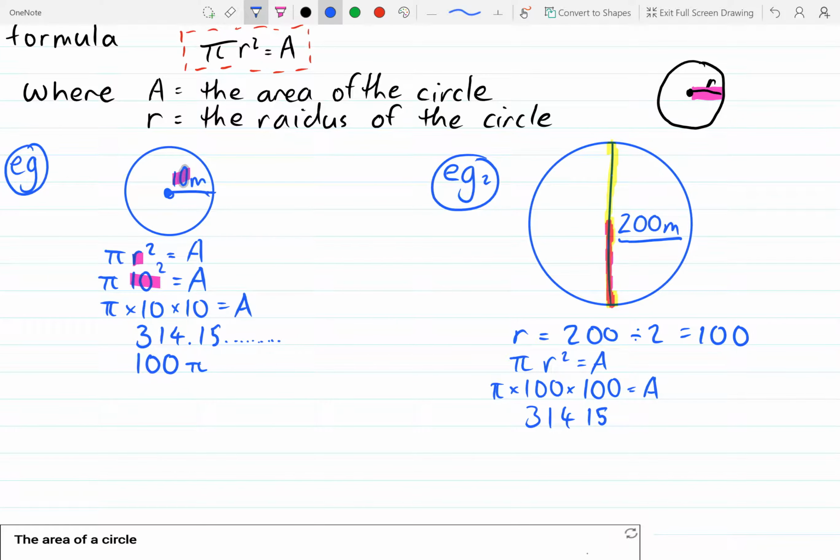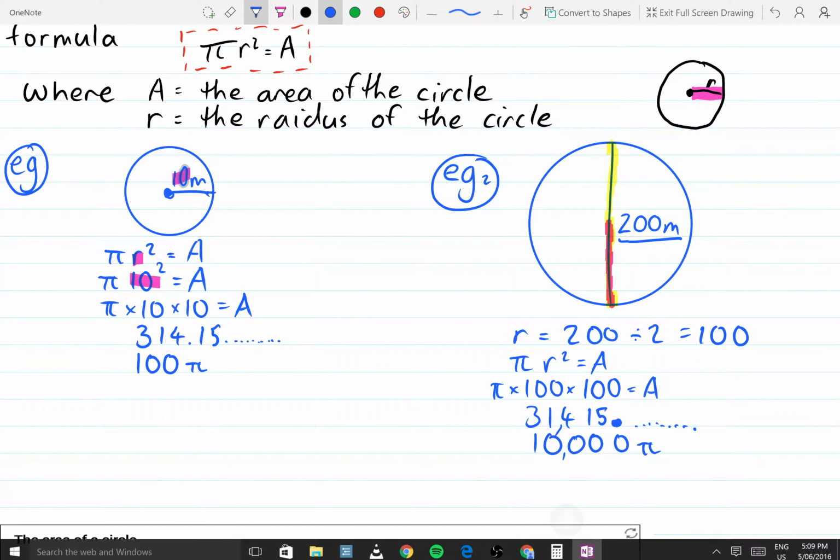31415. Sorry, 10,000. 1, 2, 3, 4 decimal places. Point, and that's the decimal point, and then it goes on forever. Or if you wanted to be super duper accurate again, you could just put 10,000, 1 and 4 zeros, pi.